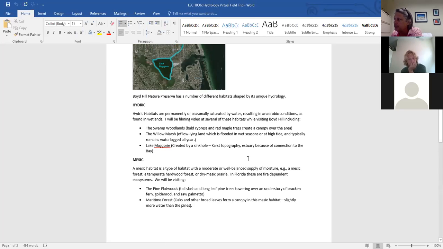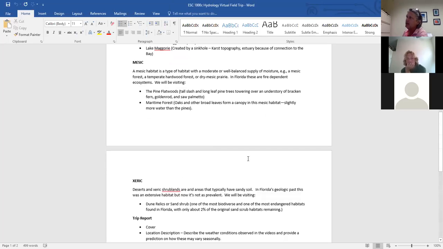That's tidal flow. Mesic is the in-between habitat. It's relatively dry. It's moderate. You get a fair amount of moisture as well. So more of a forest or some grassland. They're fire dependent in Florida.